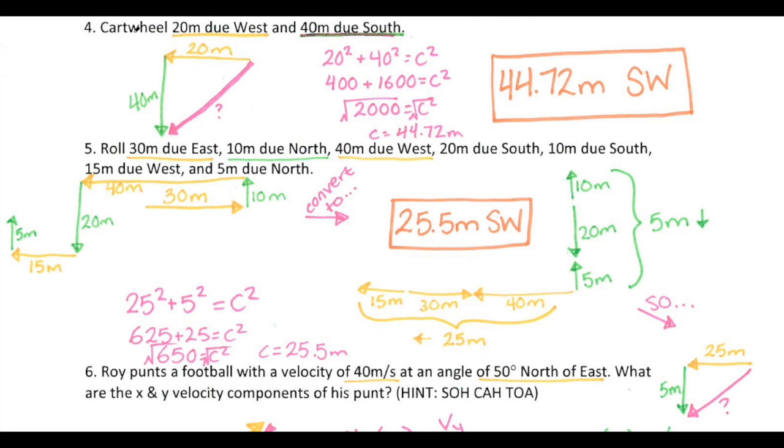All right, so this next one says we're cartwheeling 20 meters due west, 40 meters due south. Oh, it's another a squared plus b squared equals c squared problem, just like before. If you need more of an explanation, we can go over it.